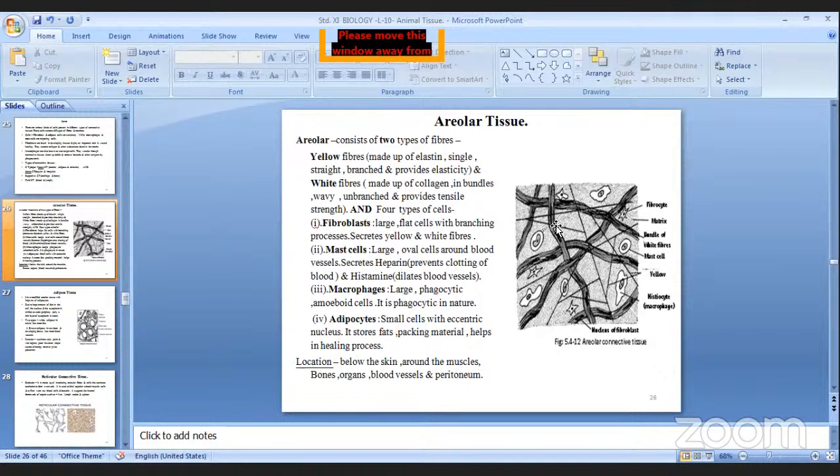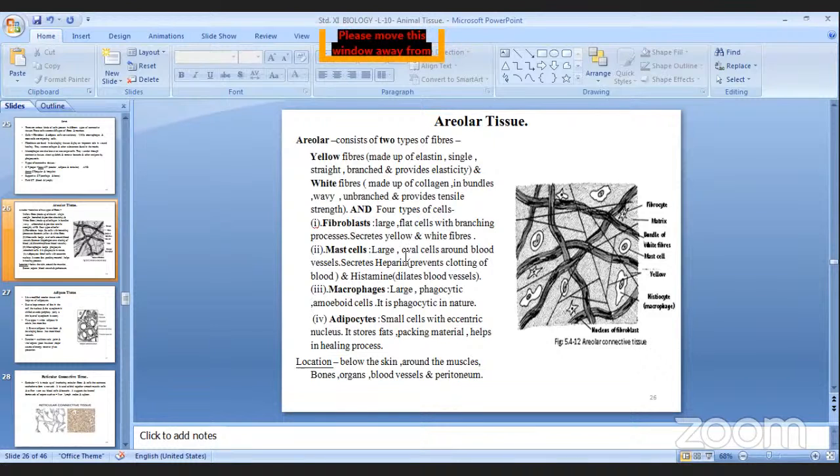They're also known as collagen fibers because they are made up of the protein collagen. Okay, and they are wavy. They are unbranched. Now here you can see this white one, this straight one. These are yellow fibers, also known as elastin fibers, because they are made up of the protein elastin. Okay, and they are branched.